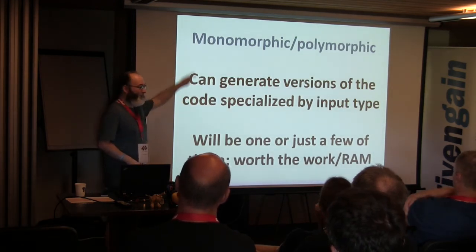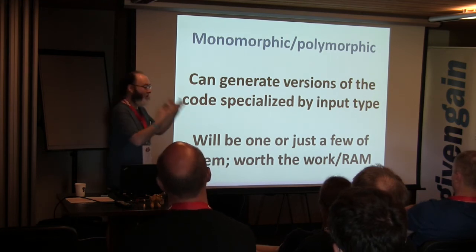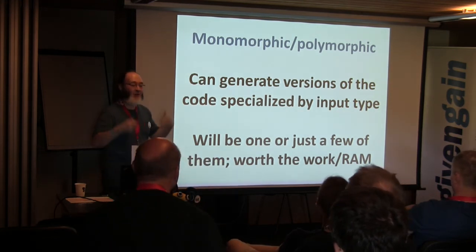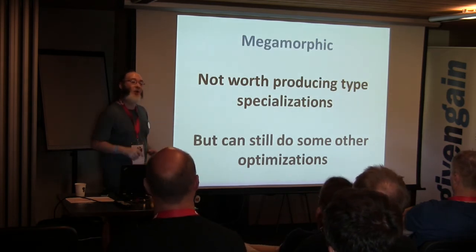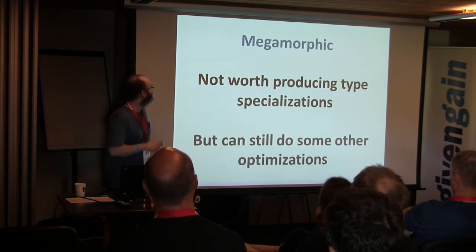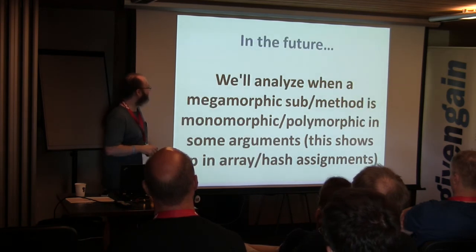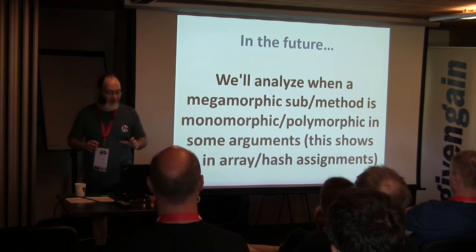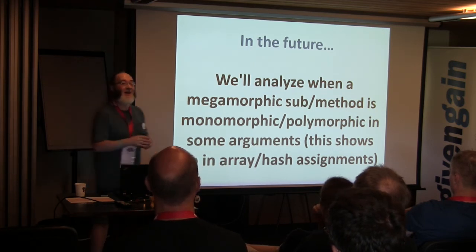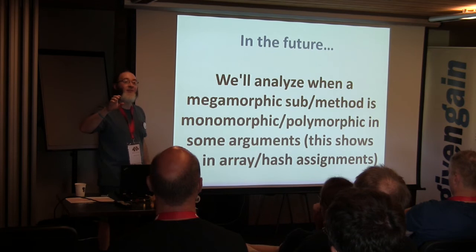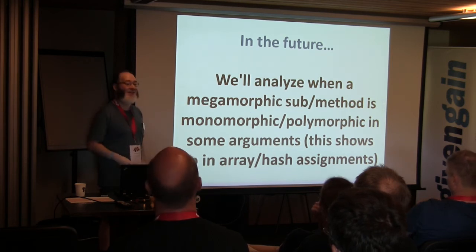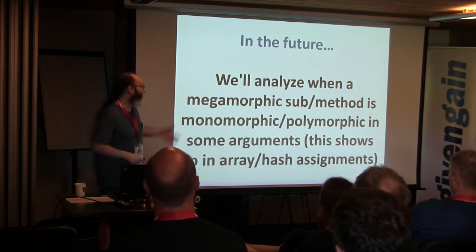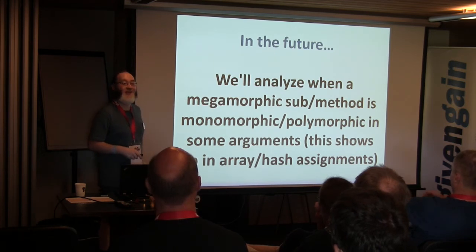As I said, for monomorphic and polymorphic, we try to make special versions of the code that deal with them. And for megamorphic, we just stick to simpler optimizations. Now, in the future, we'll actually try to do something in between. We'll say, the first type is monomorphic, but the second argument is megamorphic, so we'll just optimize on one of them. That shows up a lot in array accesses and hash accesses. That's something for the future that we'll take a look at.